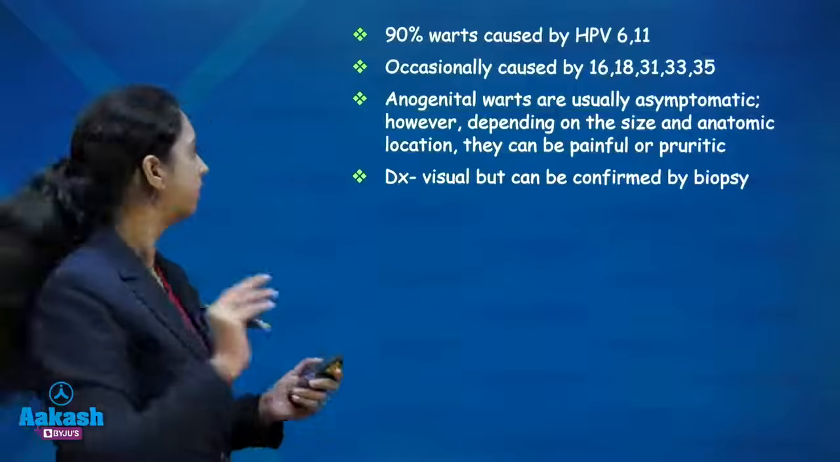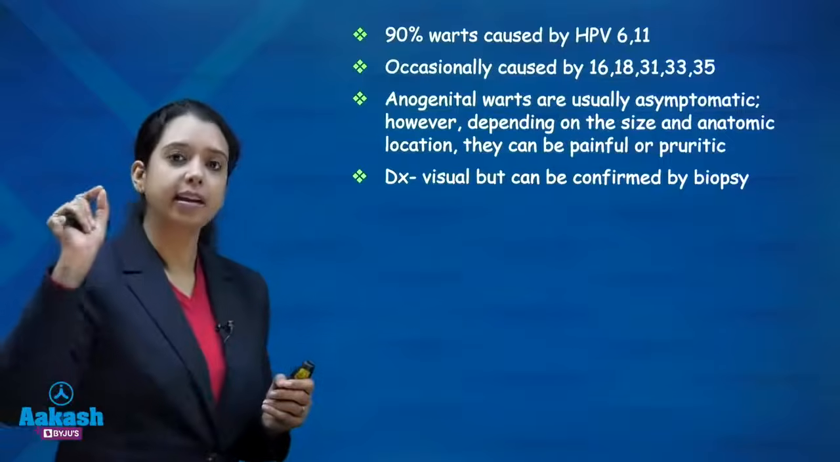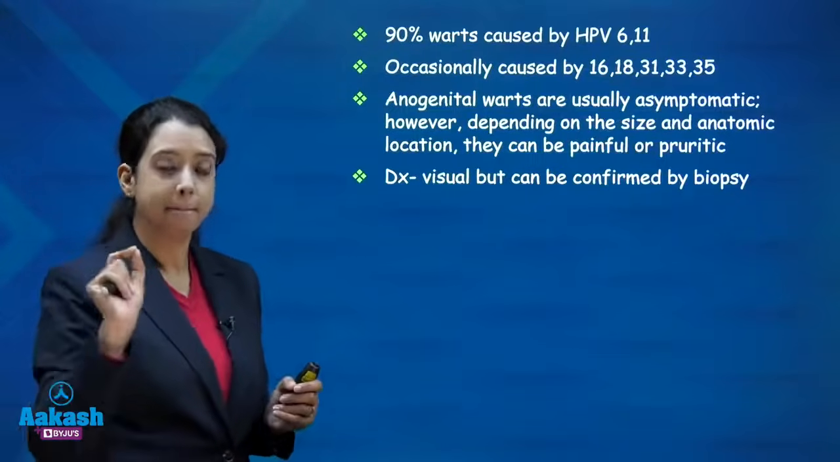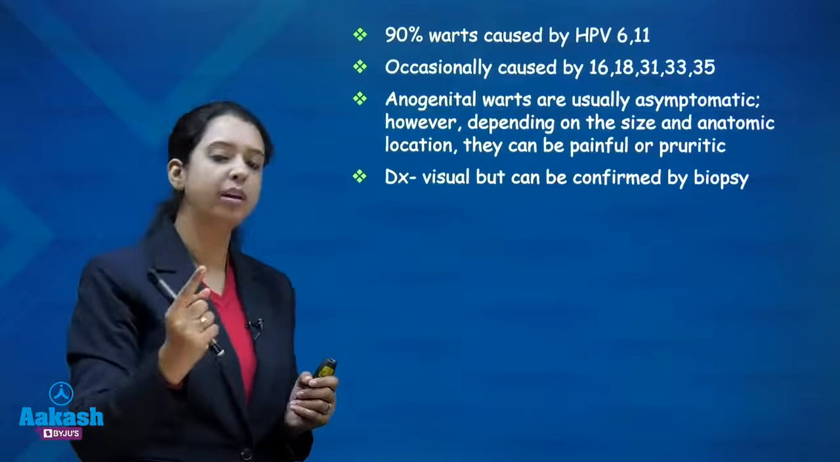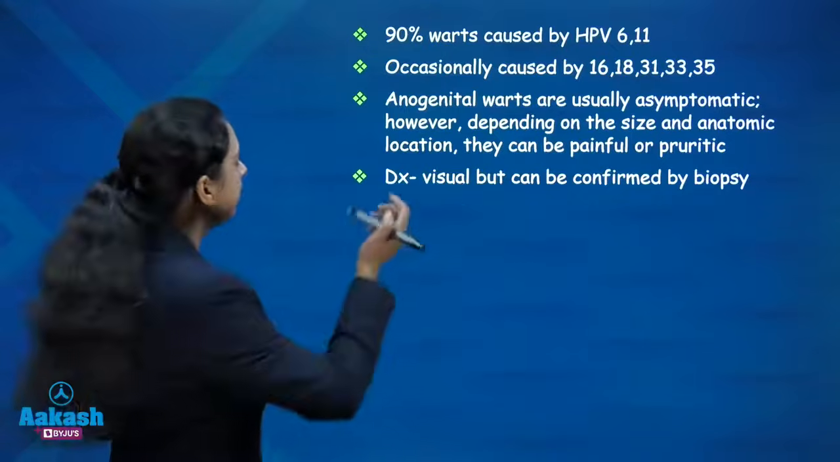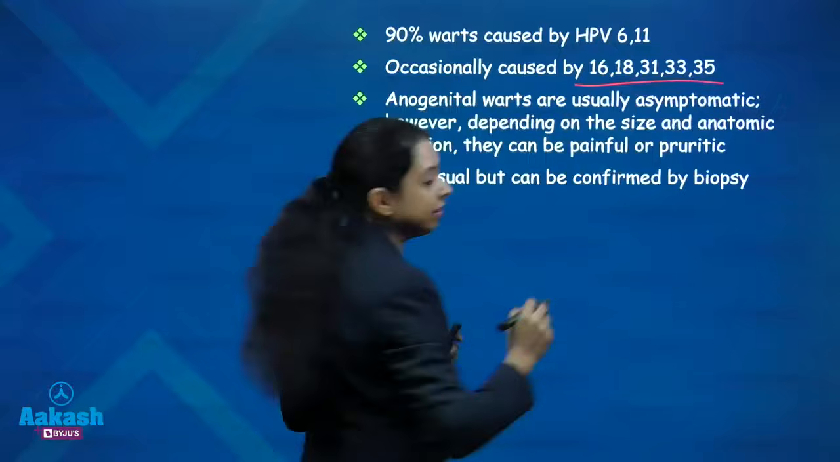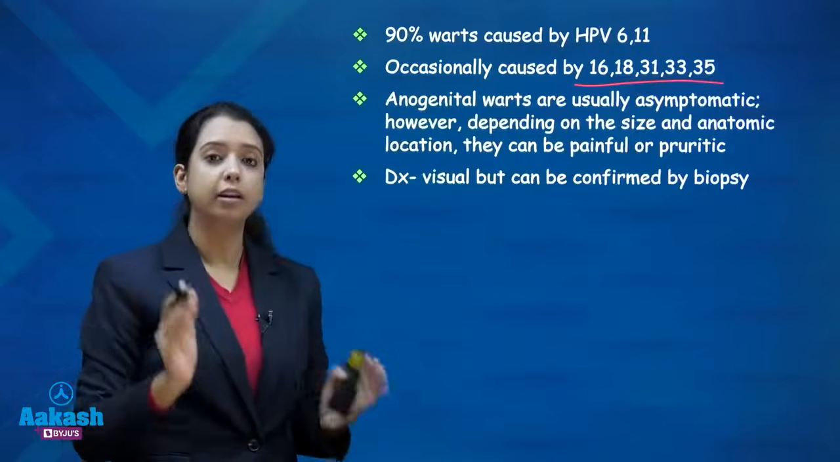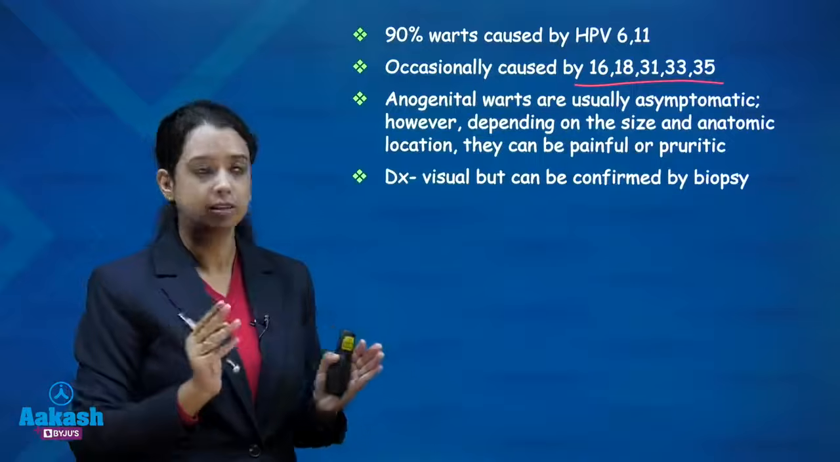But what about warts? It has been seen that 90% of genital warts are caused by low risk HPV 6 and 11. But occasionally warts can also be caused by high risk HPV, like 16, 18, 31, 33 and 35. Okay, since these can also cause warts, that is why our answer was HPV 16.